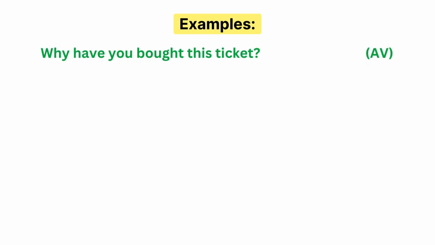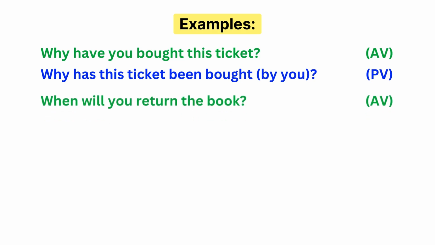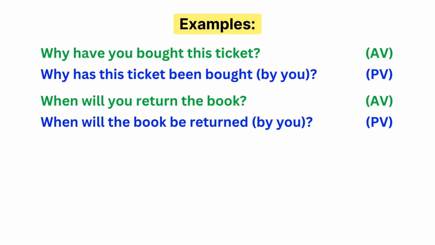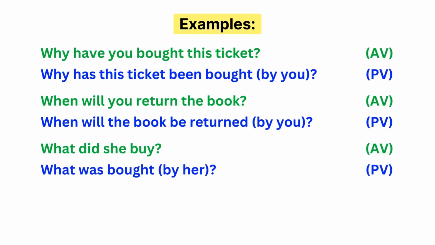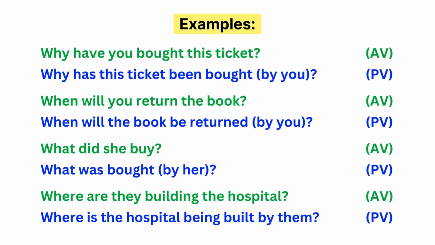See some more examples for a better understanding. Why have you bought this ticket? Why has this ticket been bought by you? When will you return the book? When will the book be returned by you? What did she buy? What was bought by her? Where are they building the hospital? Where is the hospital being built by them?